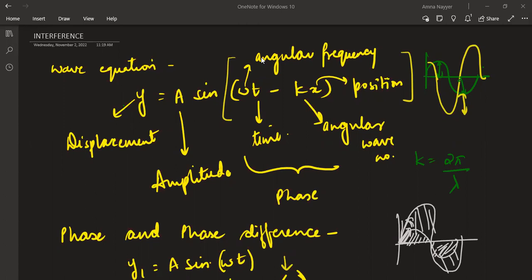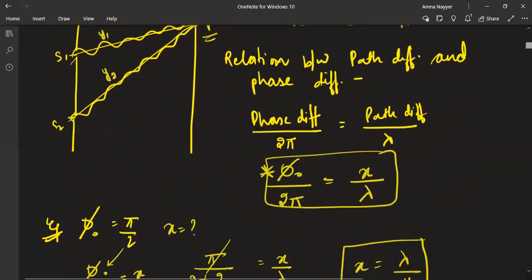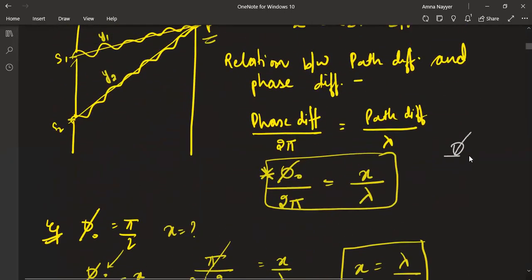A long story will be written that is of no use, from which you have to identify whatever physics you have studied. Fine, so phase difference and path difference are there. The relation is phi by 2 pi is equal to x by lambda, where phi is your phase difference and x is your path difference.